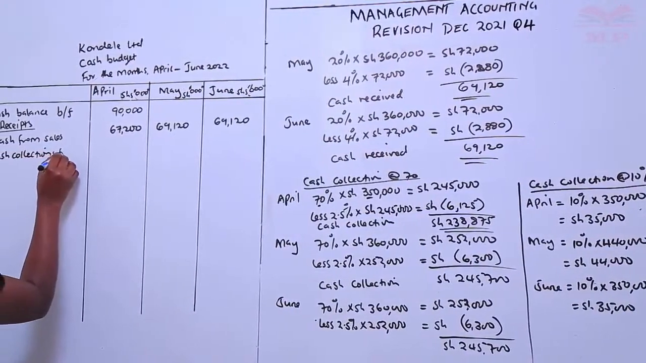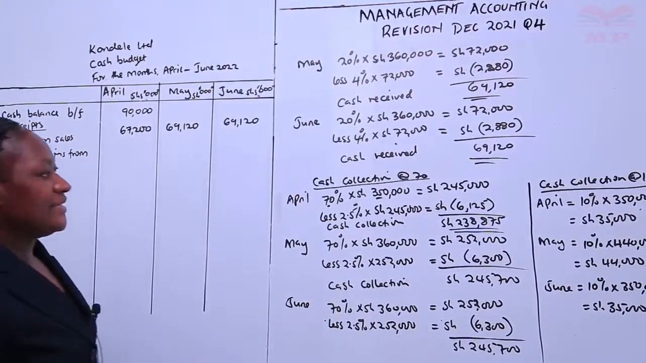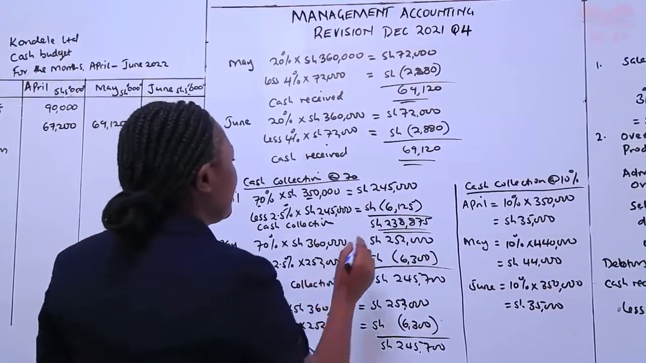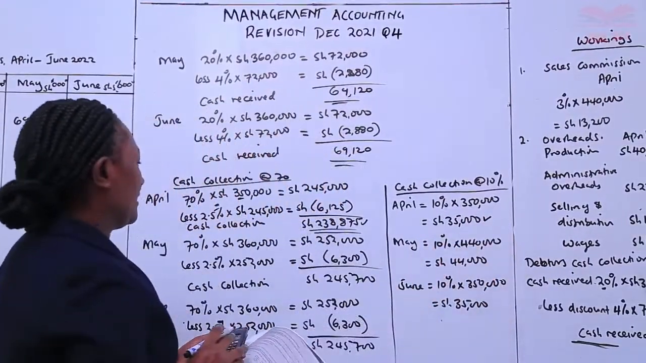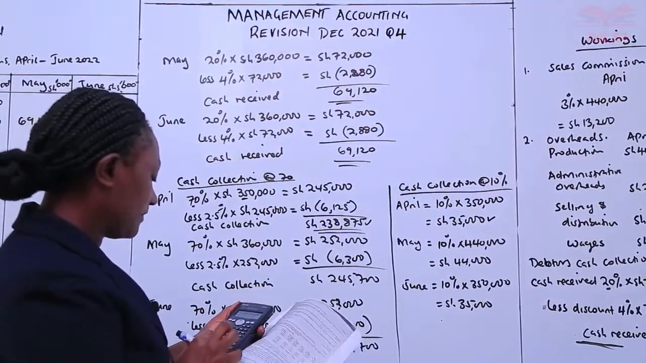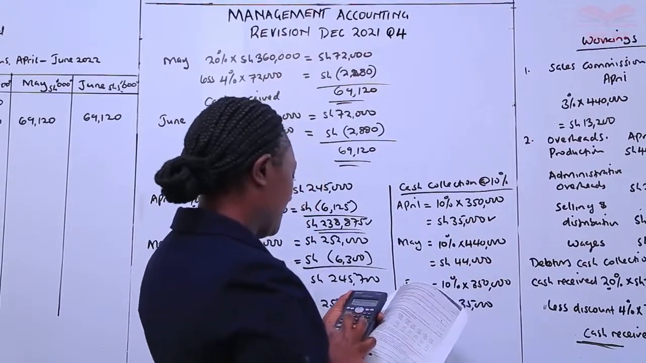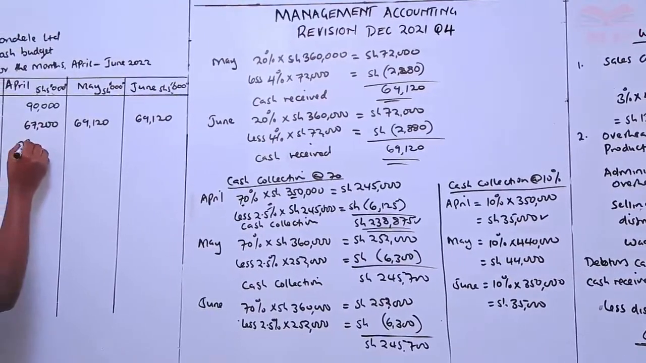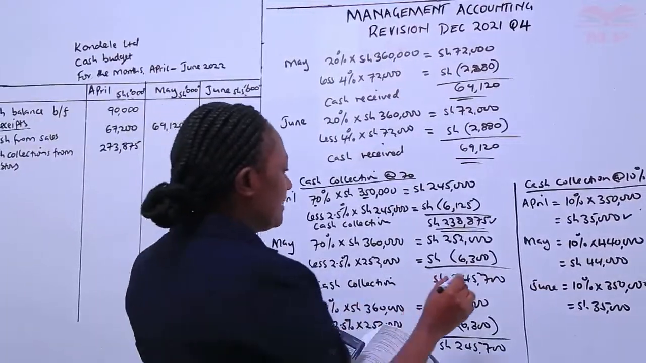Cash collections from debtors. So the cash collection from debtors for the month of April, we are taking this cash collection at 70% and the other cash collection of 35 at 10%. So we have 238,875 plus at 10% 35,000, and this will give us 273,875.